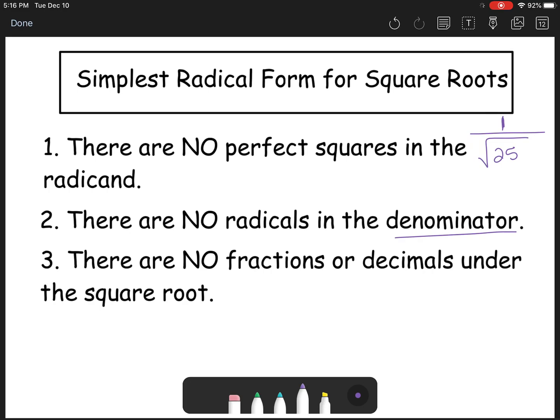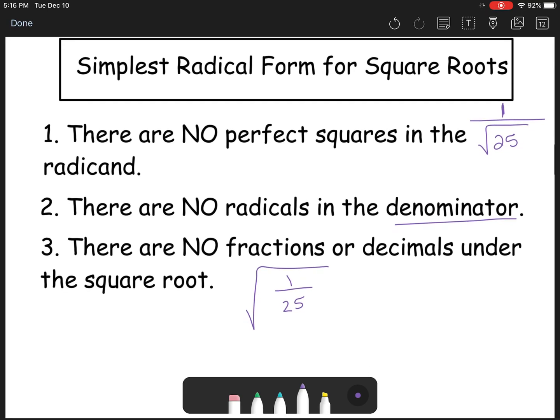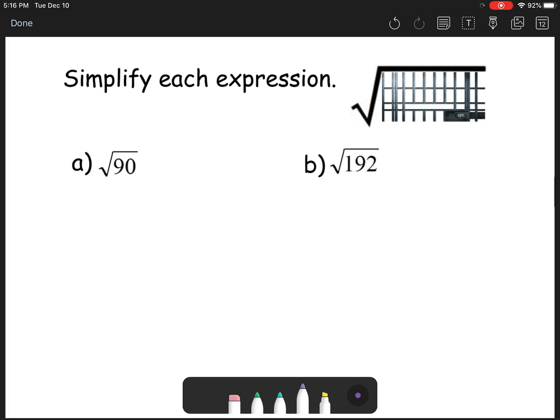And last but not least, there are no fractions or decimals under the square root. So if it was your job to take the square root of 1/25, again, you couldn't have that fraction in your radical. So those are our 3 rules that we're going to follow. Let's practice. So we want to simplify each expression.